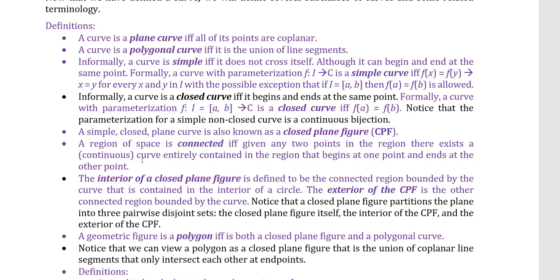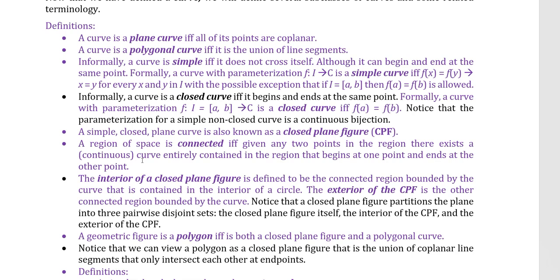Now, if you think of that in terms of a parameterization, formally a curve with a parameterization f from I to C is a simple curve if and only if f of x equals f of y, the 2 points are the same, implies that x equals y for every x and y in the interval, with the possible exception that if the interval goes from a to b, then f of a equals f of b is allowed. So in other words, you can't get to the same place twice, except that you can begin and end at the same place. So the curve does not cross itself, basically.